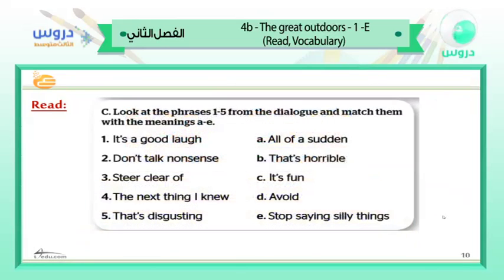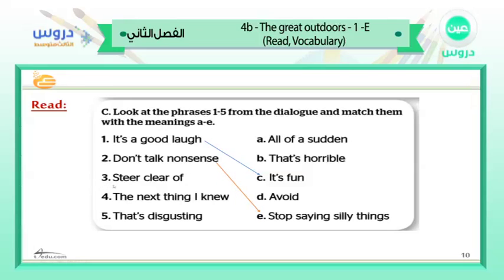Okay, now look at these phrases 1 to 5 from the dialogue and match them with the meaning. So as we said, it's a good laugh. It means it's fun. Very good. They're having fun. Excellent. Don't talk nonsense. When I say don't talk nonsense, it means stop saying silly things. Very good.